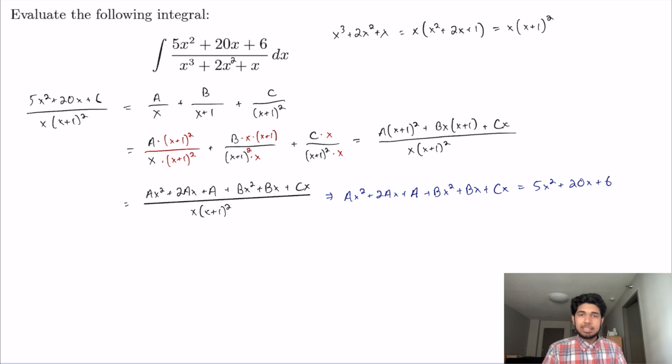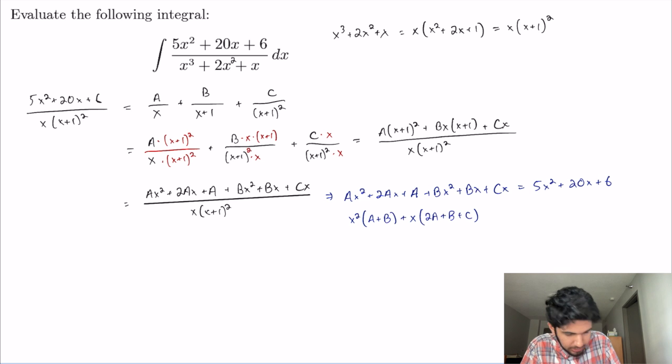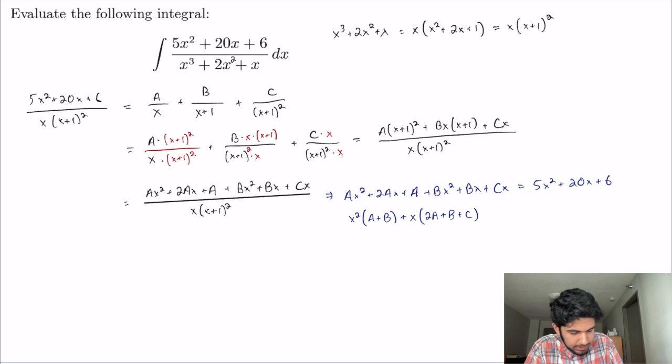And now on the left-hand side, we can do that factoring trick where we take out the x terms. First we'll take out an x squared term from those that have it. So that would be x squared times a plus b for these two terms. Then we'll take out an x term from those that have it, so it'll be x times 2a plus b plus c for these three terms. And then we only have one constant term, which is just the plus a, and we say that should equal 5x squared plus 20x plus 6.